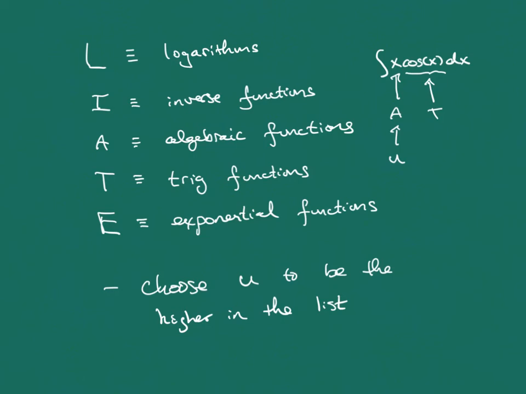And so this is one way of looking at what's going to be the best way of making those choices. Something to keep in mind when you're making those choices is that I've got this LIATE device to make me remember what I should choose as u, or what might be a good choice to use as u, and what might be a good choice to use as dv. So let's see if we can put that into practice in another example.